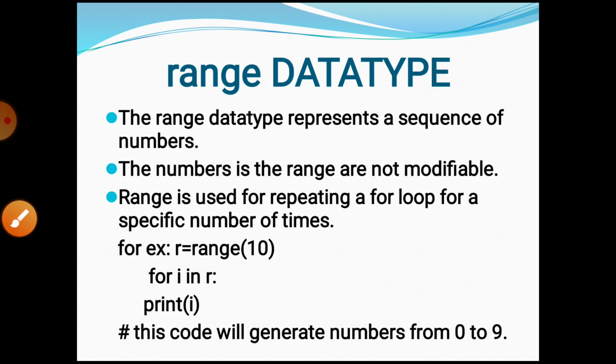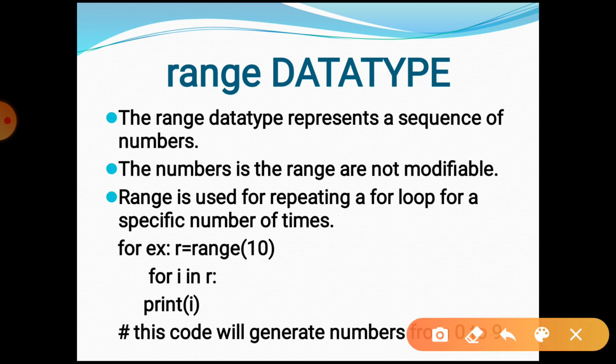The next data type is the range. The range data type represents a sequence of numbers. The numbers in the range are not modifiable, means we cannot change the numbers of a range. Range is used for repeating a for loop a specific number of times. Here is the example.